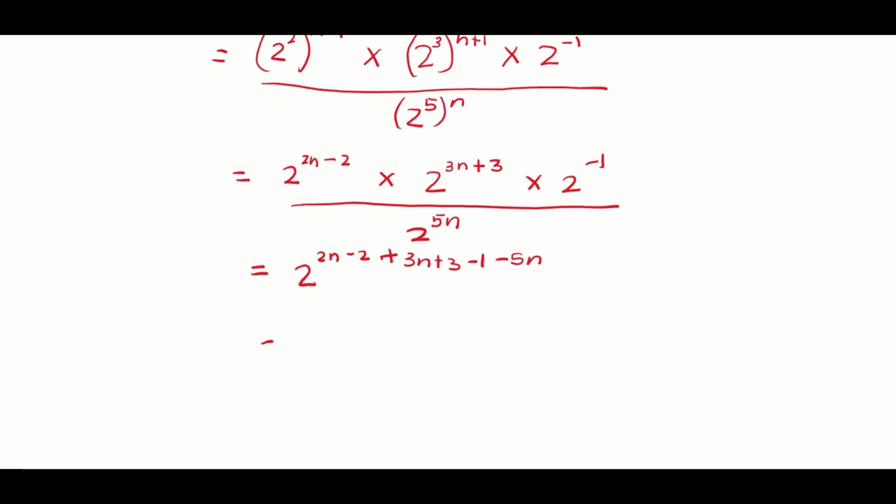so now we gather like terms, write the base once. 2n plus 3n is 5n, minus 5n is 0. 2 plus 3 is positive 1. Positive 1, negative 1 is 0. So we've got 0 in our exponents. And we know from our definition that any number or any base to the power of 0 is always 1. And that's your answer there.